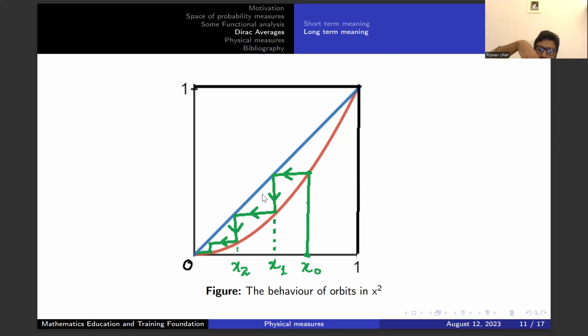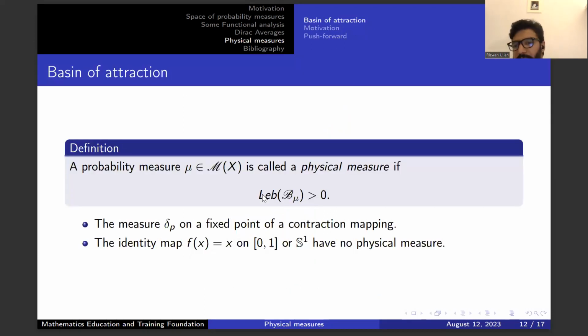So it's telling us that you have put all the weight at the point 0, and the orbit of almost all the points spends most of its time near 0 or in the neighborhood of 0. So this will be the situation for each and every physical measure: if a point lies in the basin of attraction of the physical measure, then the orbit of that point will be described by the corresponding physical measure. But we will deal with these kinds of things in future talks as well.